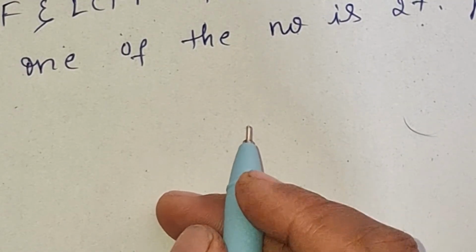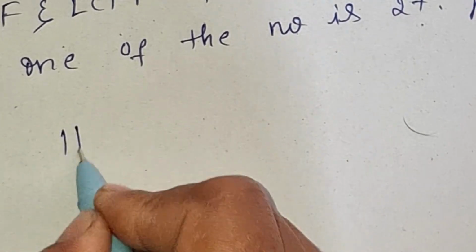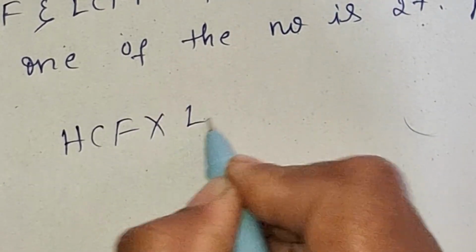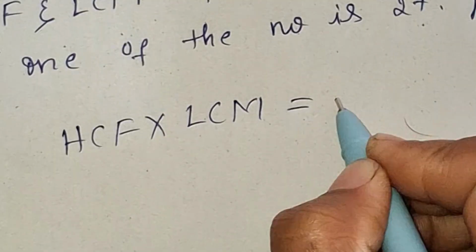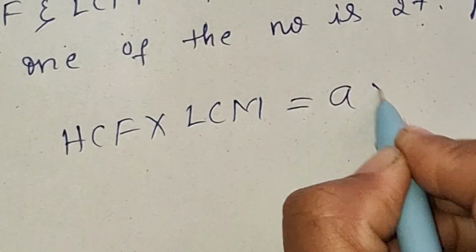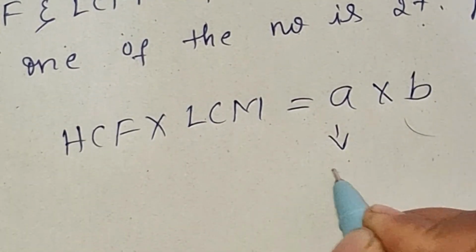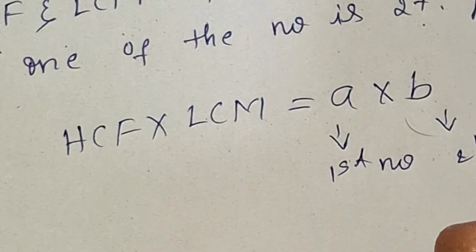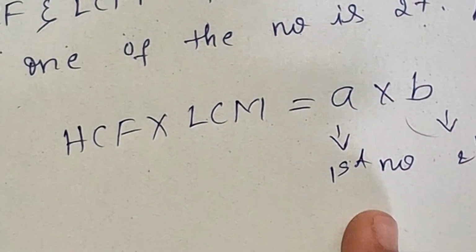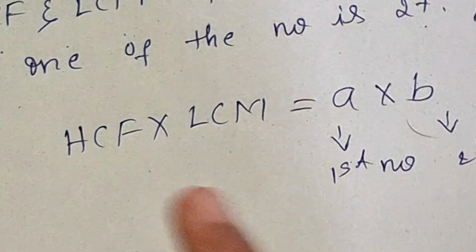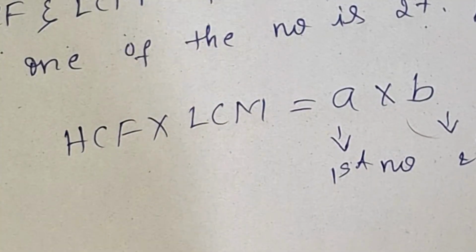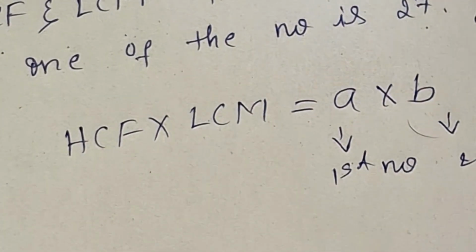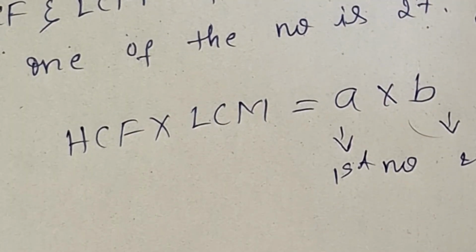The very important formula is HCF into LCM equal to the product of the two numbers, that is A and B. A is the first number and B is the second number. So we know what is given. First we write the given.